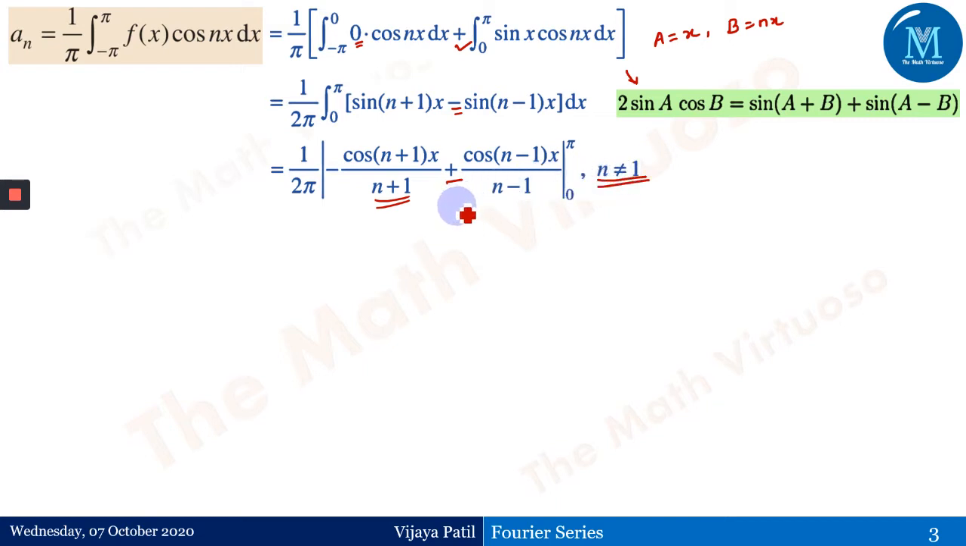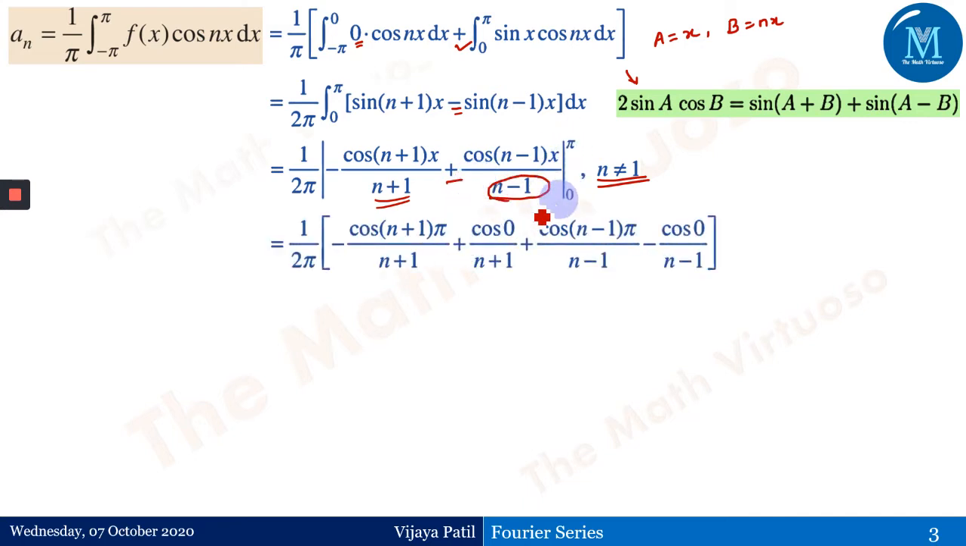And therefore, we have to find a1 separately, because of this factor that has come in the denominator. If I had got n minus 2 here, then it would have been n is not equal to 2, and this value of an would not be valid for n equals 2. And therefore, we just have to put in the values of the upper limit and the lower limit.